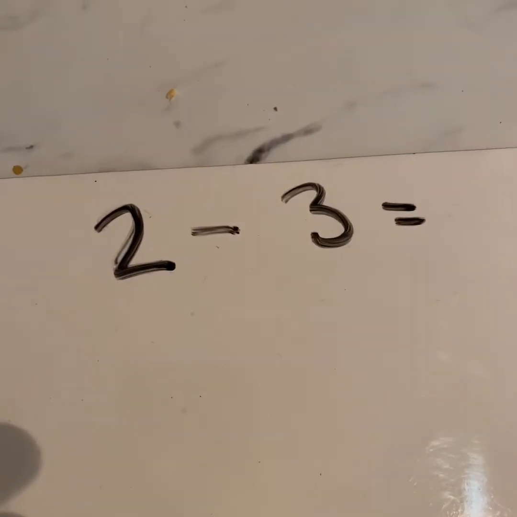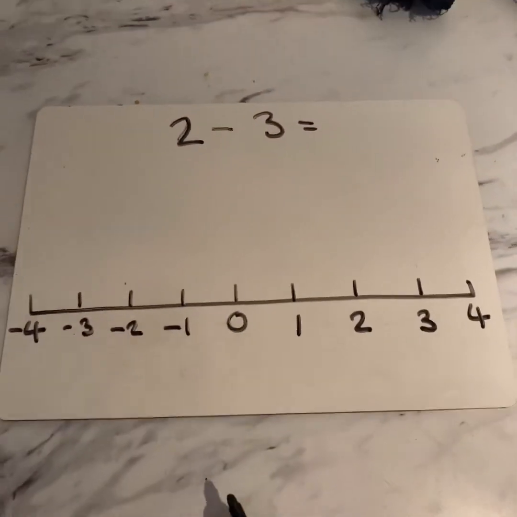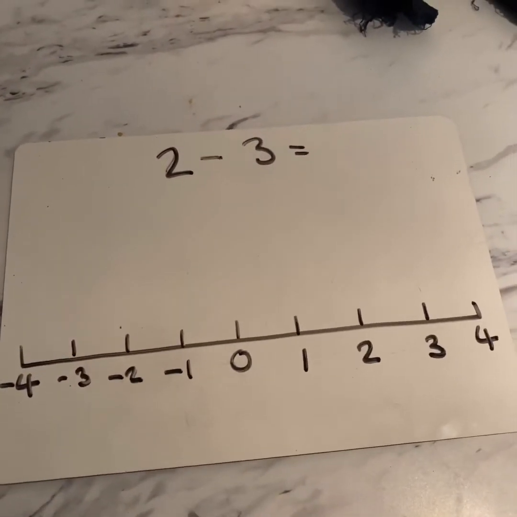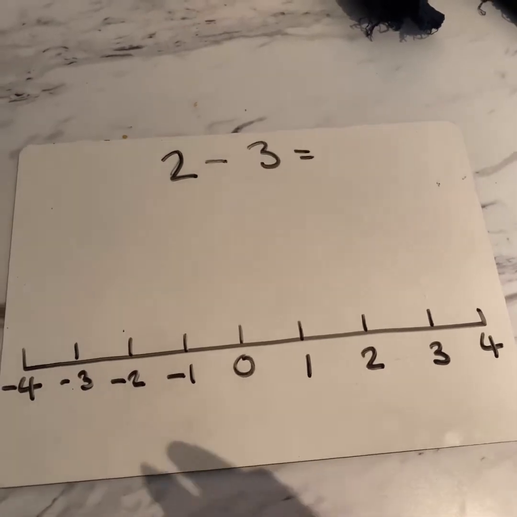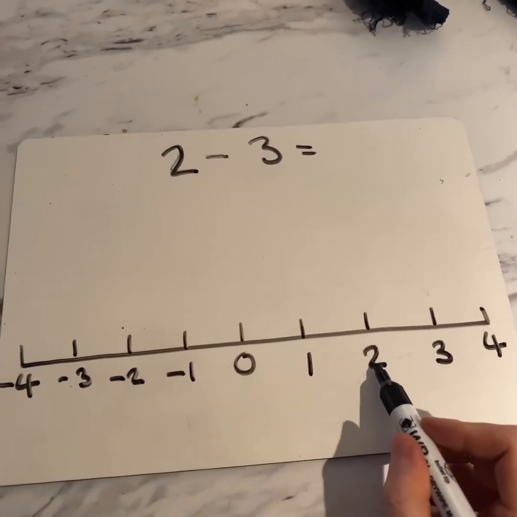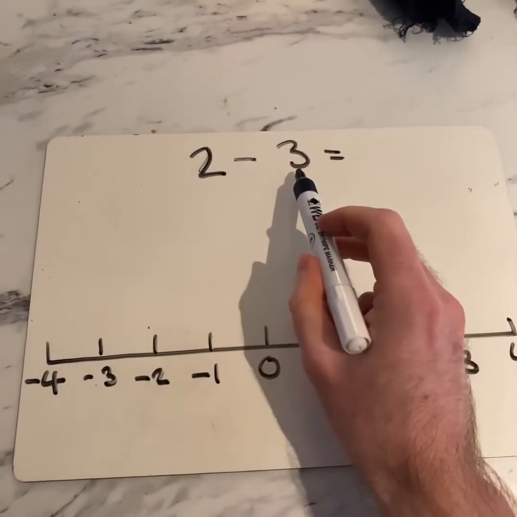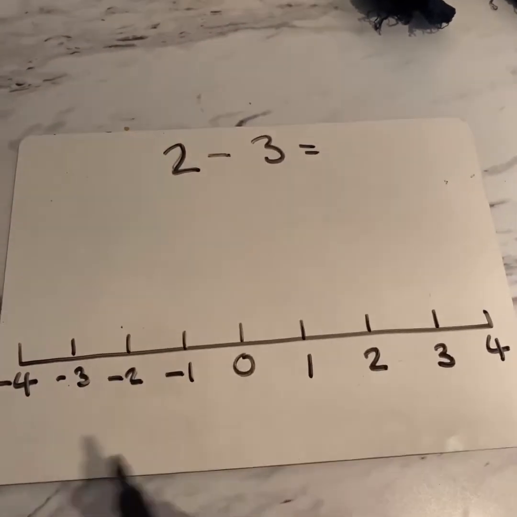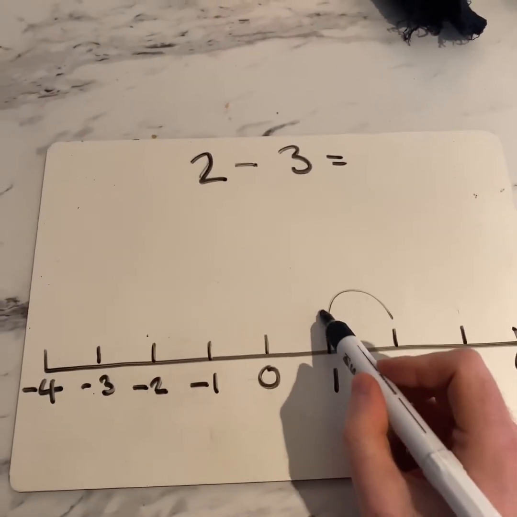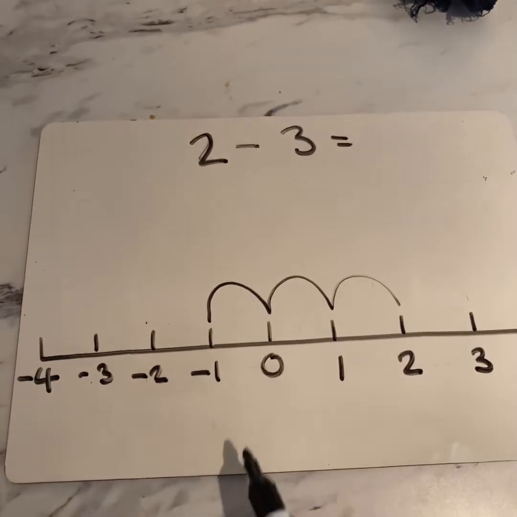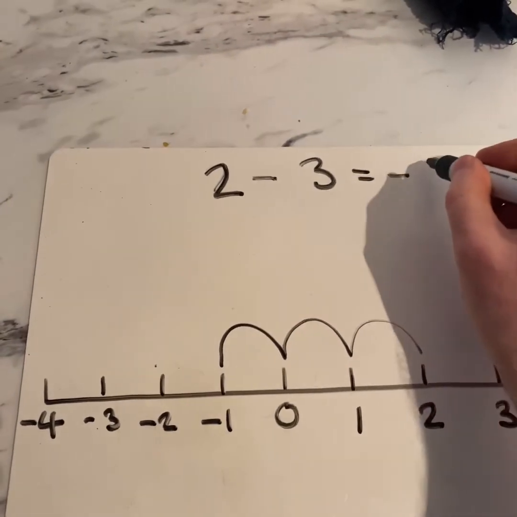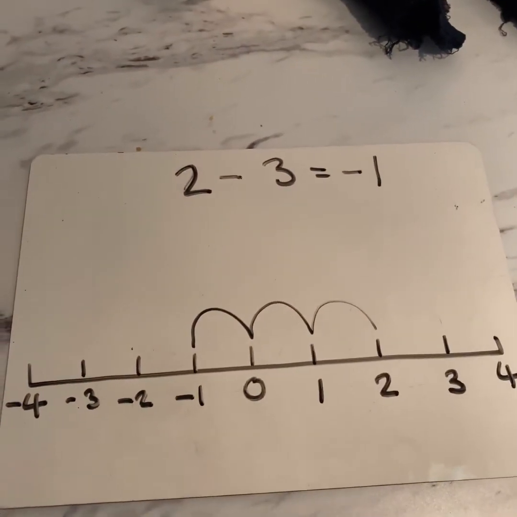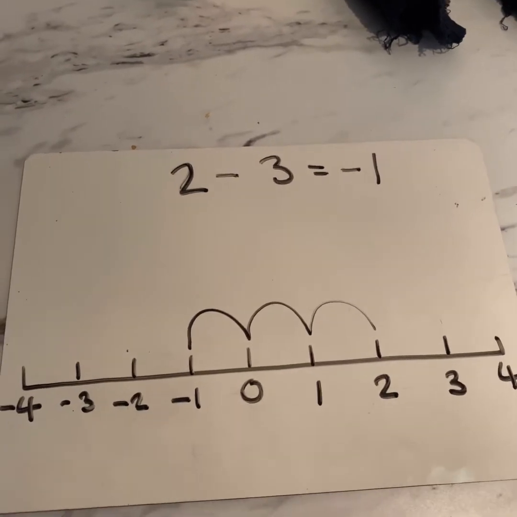Now I've got another problem. I've got 2 take away 3. So again, for this, I find the number 2 on my number line. Here it is. And then I'm going to count back 3 spaces because we're taking away. 1, 2, 3. And I get to -1. 2 take away 3 is negative 1, or -1.